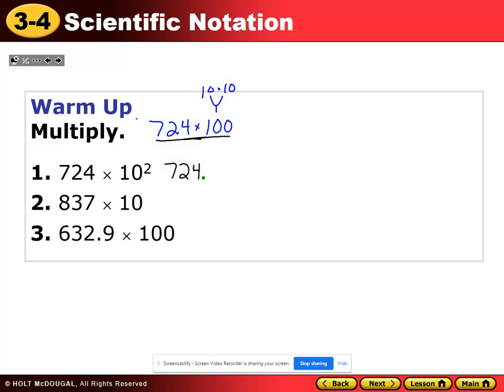So there are 1, 2 zeros. Since I'm multiplying, I move 1, 2 places. My decimal is in a new spot here. If I don't have anything there, I fill it in with zeros. My number just went from 724 to 72,400. That is the shortcut way of doing that multiplication. We move the decimal the number of zeros. Okay? Let's see if we're right.